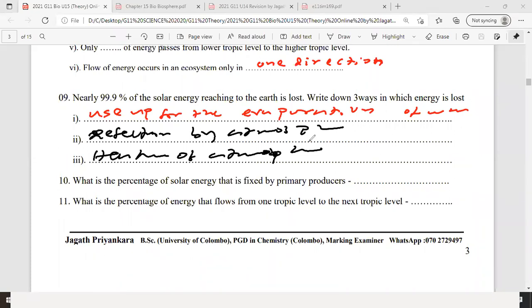So out of the total energy reaching the earth from the sun, a very small percentage, 0.1%, is utilized for photosynthesis. The rest goes to the evaporation of water from the ocean and other aquatic environments, reflection back to space by atmospheric gases, and heating up of the atmosphere. Those are the things that happen to this 99.9% of energy. Plants take only 0.1% to maintain the entire earth, the herbivores, carnivores and omnivores. It's very interesting, right? The solar energy fixed by the primary producers is 0.1%.